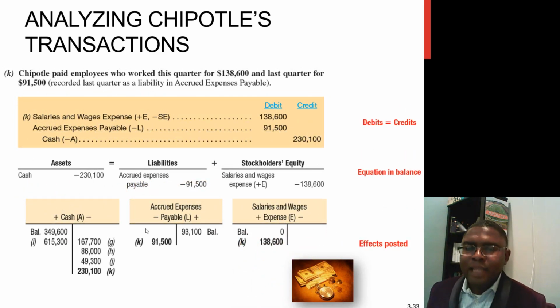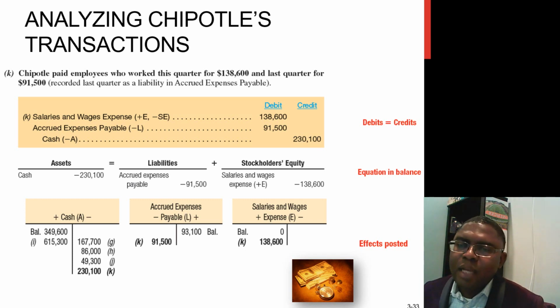All right, let's look at another example. This says Chipotle paid employees who worked this quarter for 138,600 and last quarter for 91,500, recorded last quarter as a liability in accrued expense payable. So last quarter, some money was due to employees, but it was not all paid, so it became a payable. The business promised to pay in the future. So now part of that money has been paid.